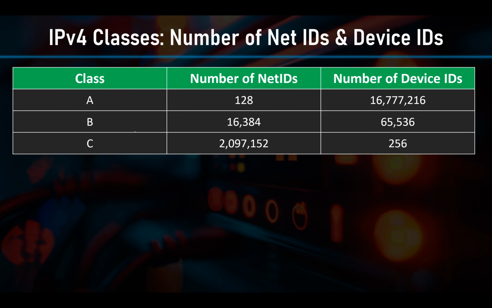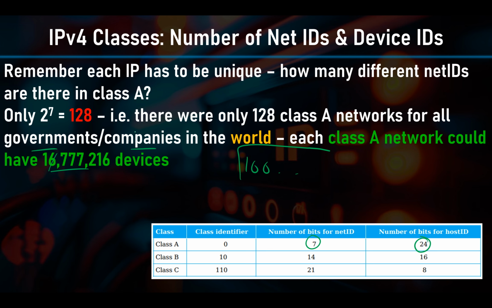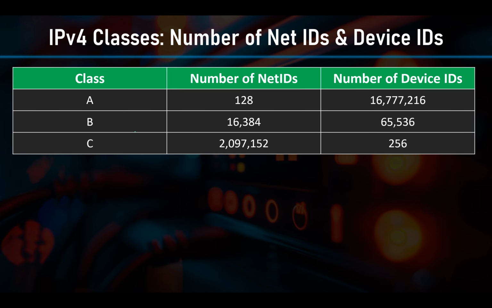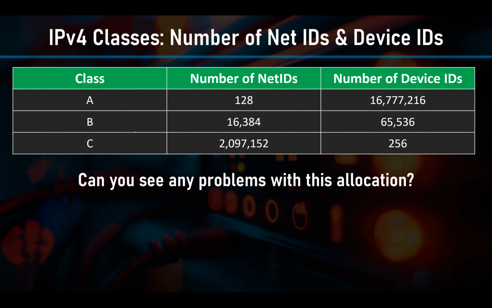So if we go next, let's look at the number of network IDs and the device IDs for the 3 different classes. Again, pause the video and have a look at that. But again, it should make sense if we go back and think about the number of bits. So 2 to the power of the number of bits for each of these. Can you think of any problems with this allocation?